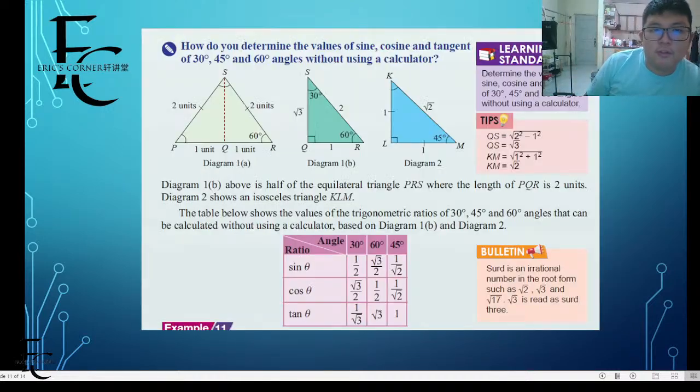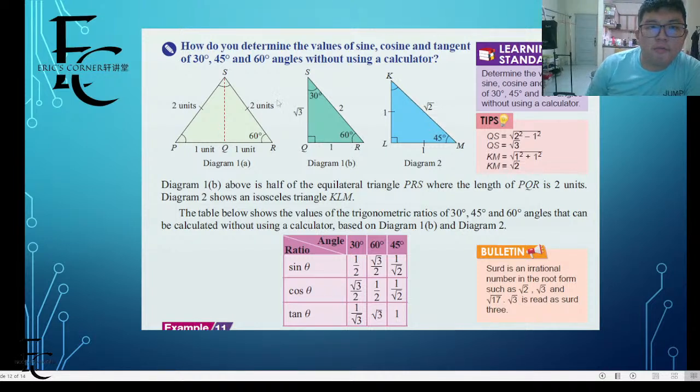Next, how do we determine the values of sine, cosine, and tangent of 30 degree, 45 degree, and 60 degree angles without using a calculator? In order to know the 30 degree and 60 degree for sine, cosine, tangent, we need to use the equilateral triangle with two units. When we fold it, the PR is 2 units, so half will be 1.